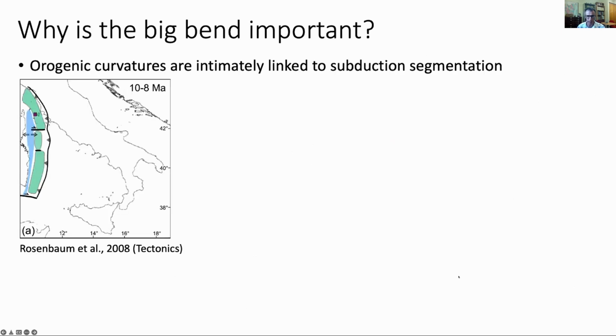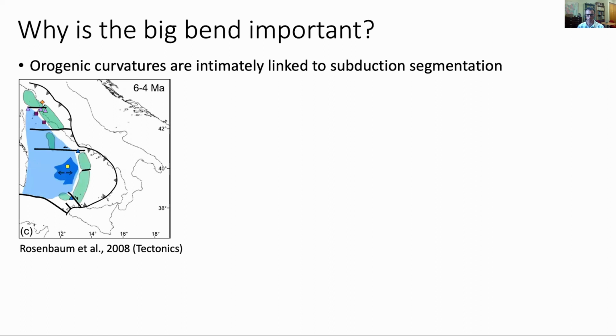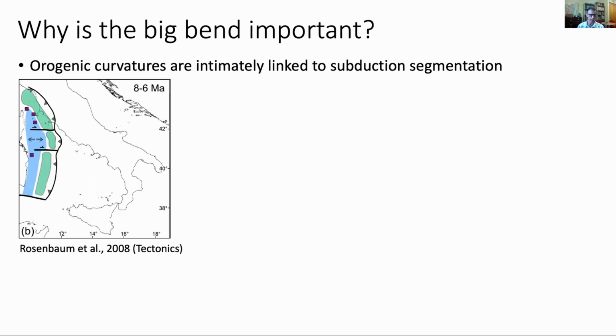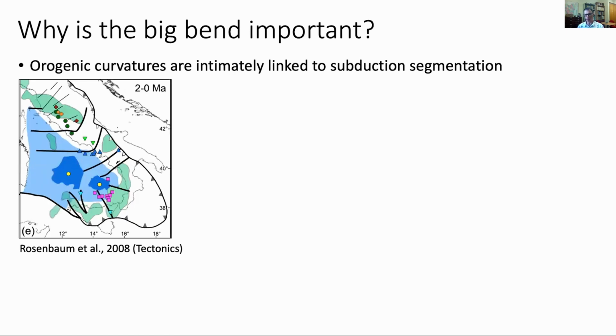Now, personally, I'm very interested in oroclines, and I feel that the Big Bend in Northeast Queensland can tell us something fundamental about the geodynamic evolution of the Australian continent. Why is it important? Because orogenic curvatures are intimately linked to processes of subduction segmentation. Here you can see an example of an orocline formation in the central Mediterranean. And we can see that the formation of the orocline is ultimately driven by trench retreat, which resulted in tearing and segmentation of the subducting slab, shown here in green.